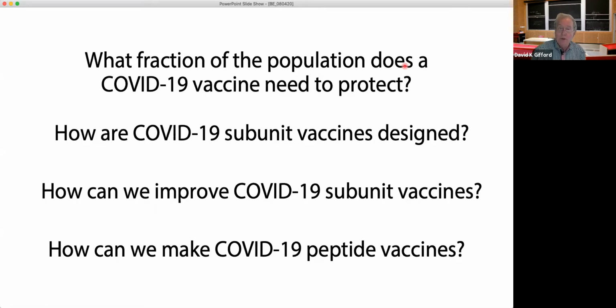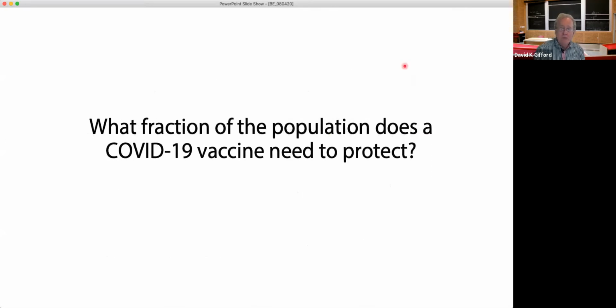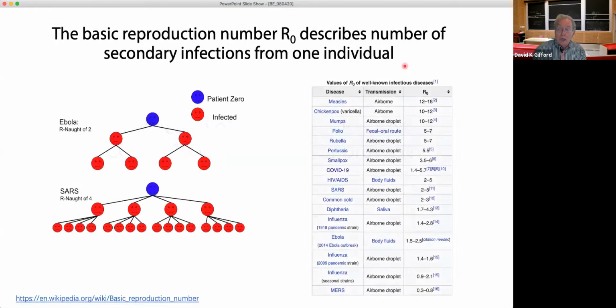So let's turn to the first question of what fraction of the population do we need to protect. A way to think about this is in terms of the R0, which is, if we take a given person, how many other people they're going to infect on average. Of course, this is influenced heavily by social distancing, but let's take the case where we're not socially distanced and ask how many people on average we would infect for a typical disease. For Ebola, it's 2. For SARS, it's about 4.